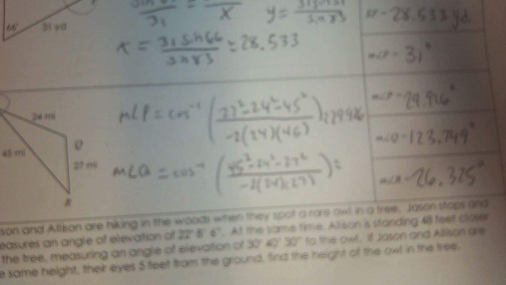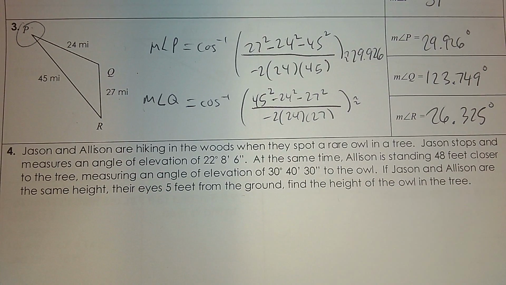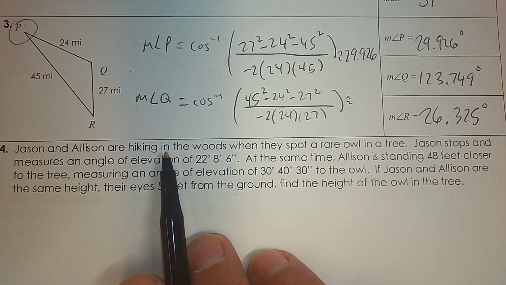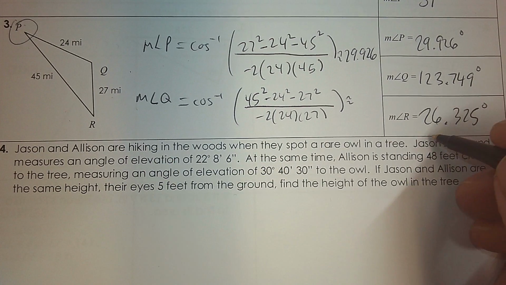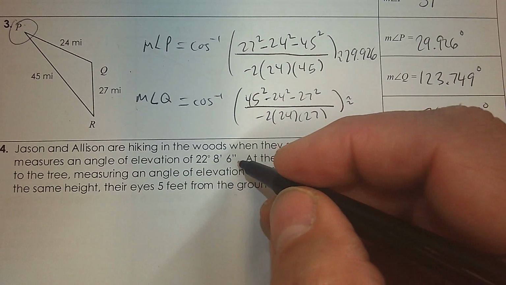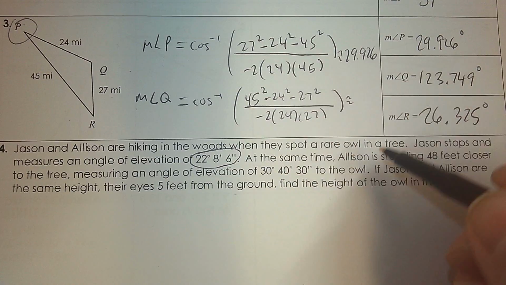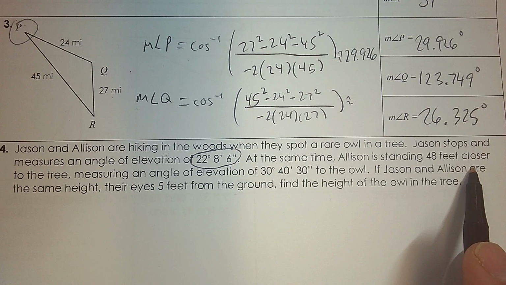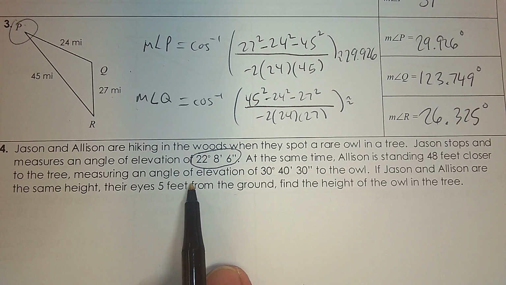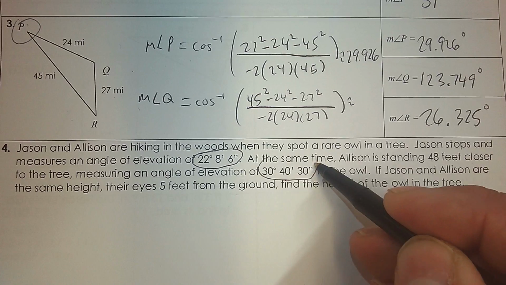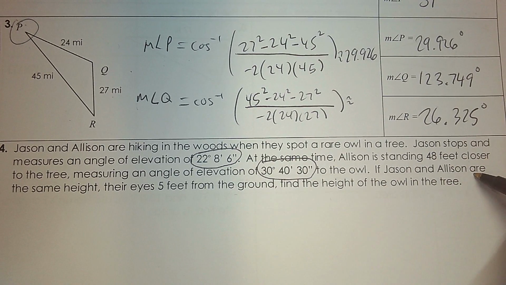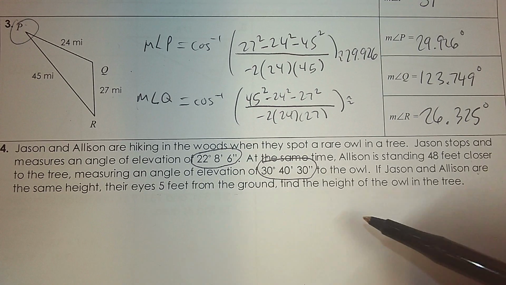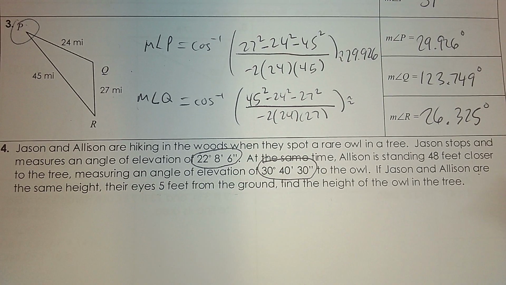All right, let's read a story. Jason and Allison are hiking in the woods when they spot a rare owl in a tree. Jason stops and measures an angle of elevation to be this. At the same time, Allison's standing 48 feet closer to the tree, measuring an angle of elevation of this to the owl. If Jason and Allison are the same height, their eyes are 5 feet from the ground. Find the height of the owl in a tree.